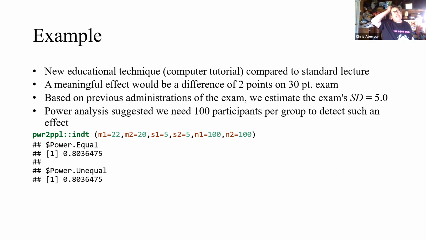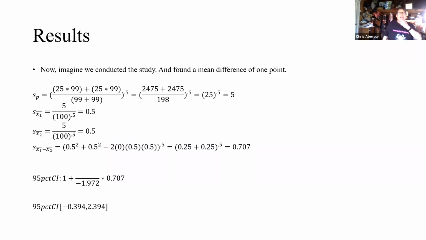Here is an example we saw in the power slides. It's a new educational technique. We have defined a meaningful difference as 2 points, a 2-point difference on a 3-point exam. And our power analysis suggested we needed 100 participants. Let's say we went ahead and did this study, and we end up with a result that looks like this. Our confidence interval ends up going from about -4 to about positive 2.4, meaning that 0 falls inside of that confidence interval. We cannot rule out 0. So we fail to reject the null hypothesis here.